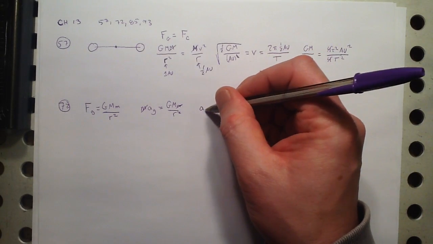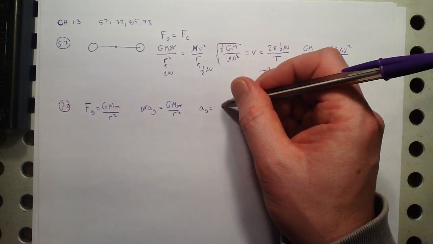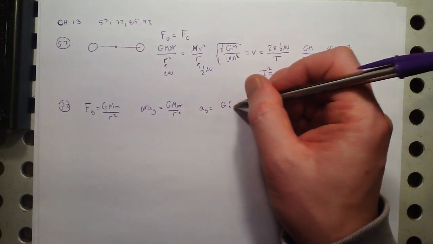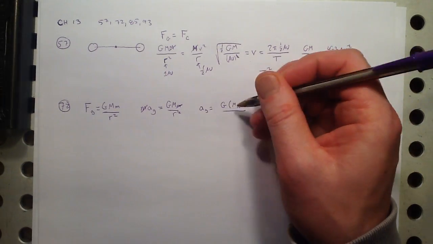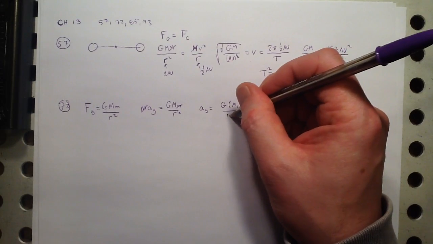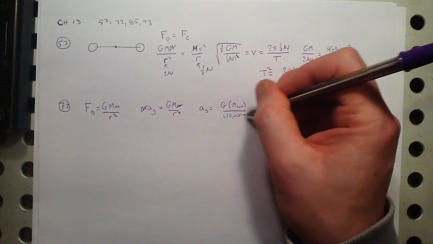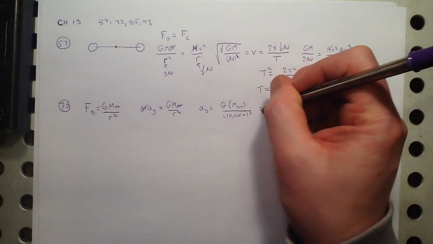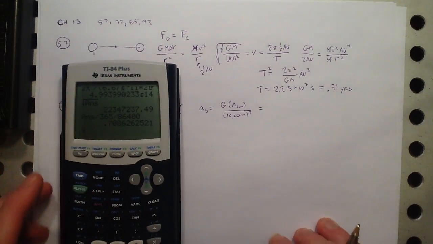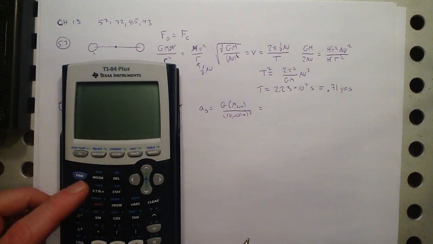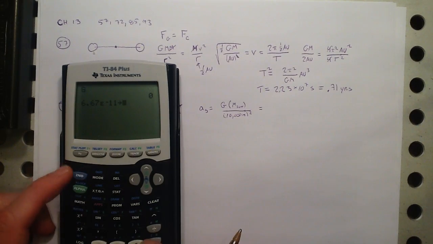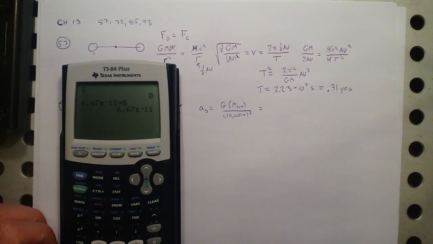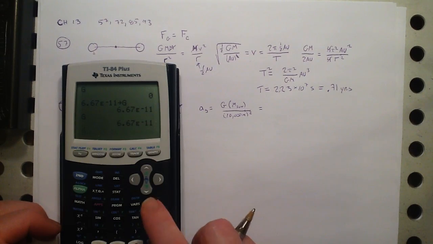So for this neutron star, I have G times the mass of the Sun over the radius squared. If we're at the surface, it's only 10 kilometers, so that's 10,000 meters squared. Let me see if I have G stored in here. Nope. So 6.67 times 10 to the negative 11th. Store that as the letter G. And now if I type the letter G, there it is.